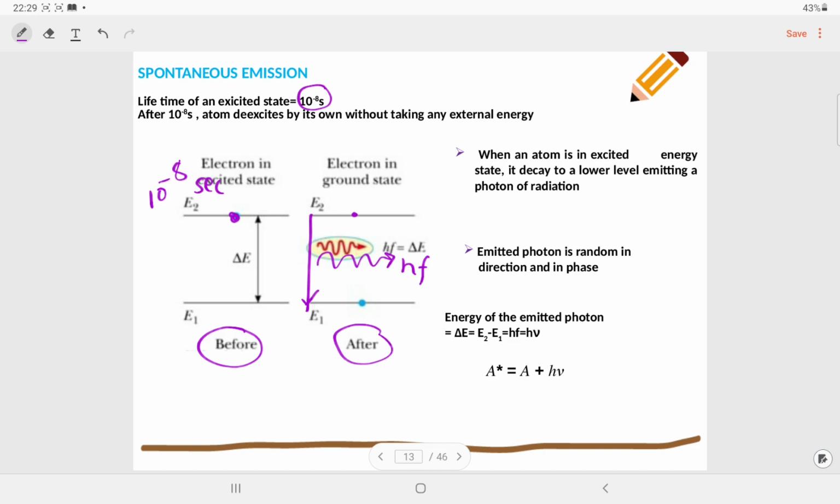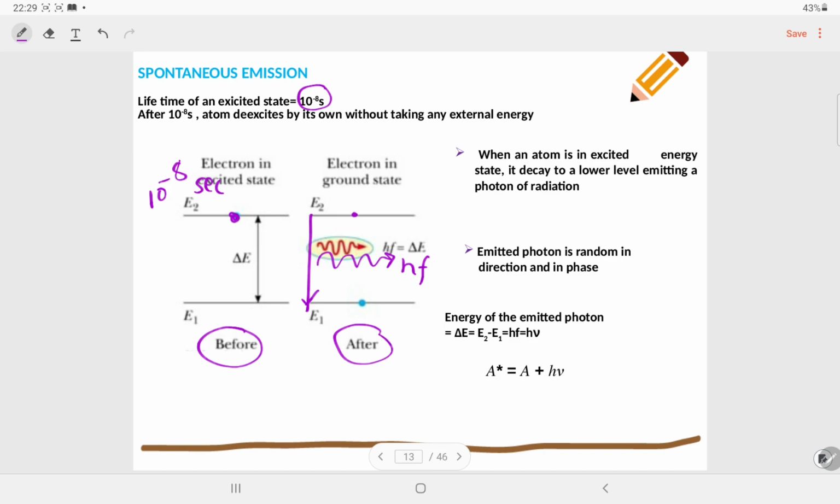No external energy or external triggering is used here. Therefore, this process is called spontaneous emission, because it is happening spontaneously. Here is the explanation: when an atom is in an excited energy state, it decays to a lower level, emitting a photon of radiation. The emitted photon is random in direction and in phase.